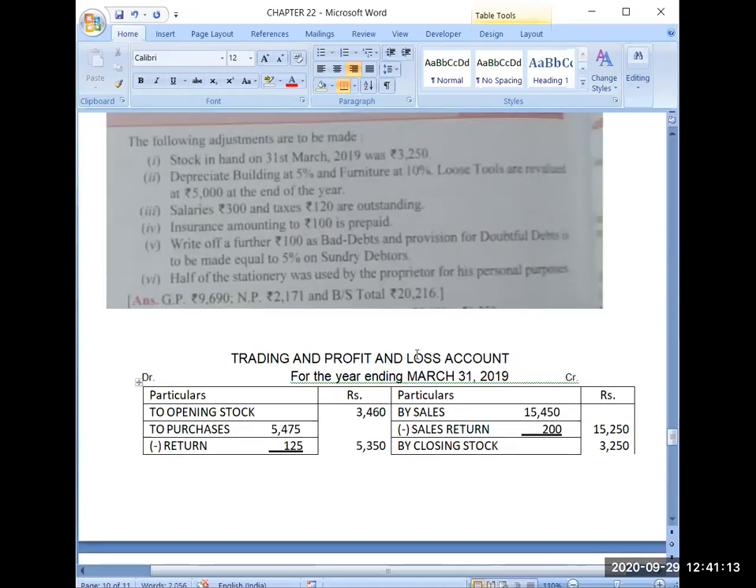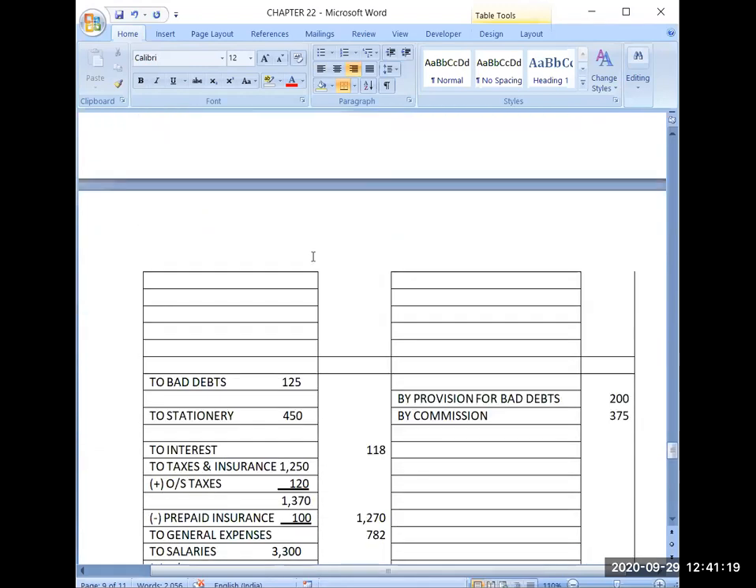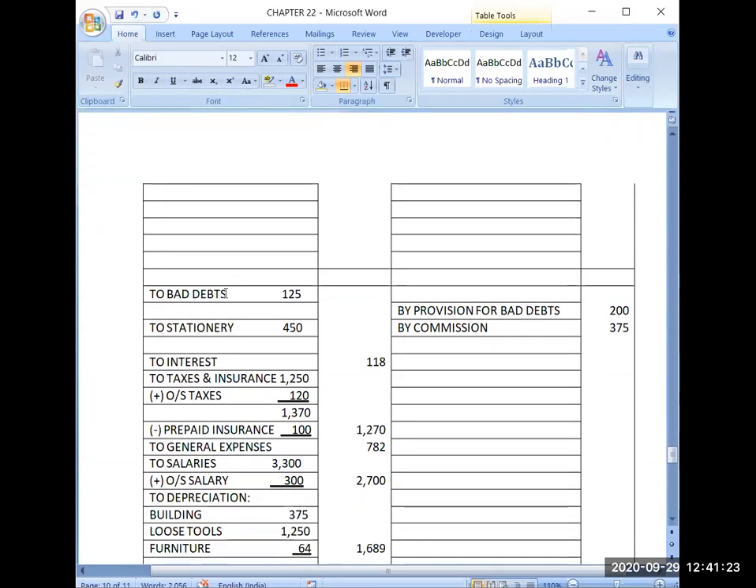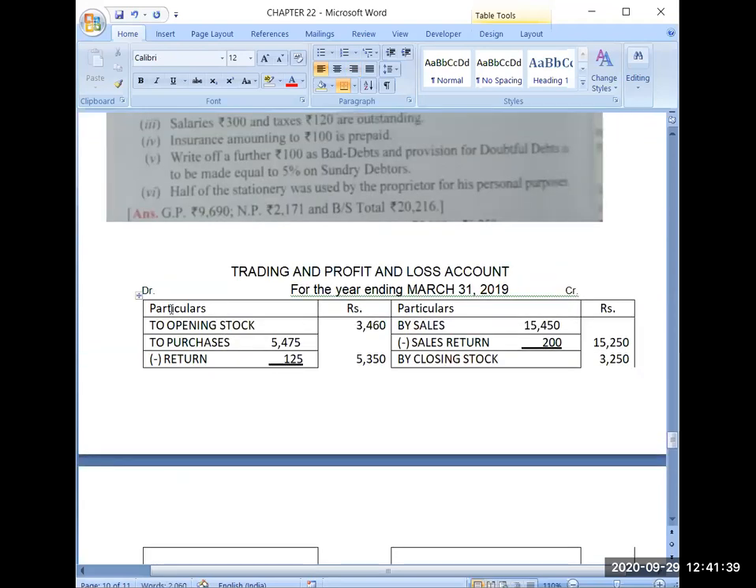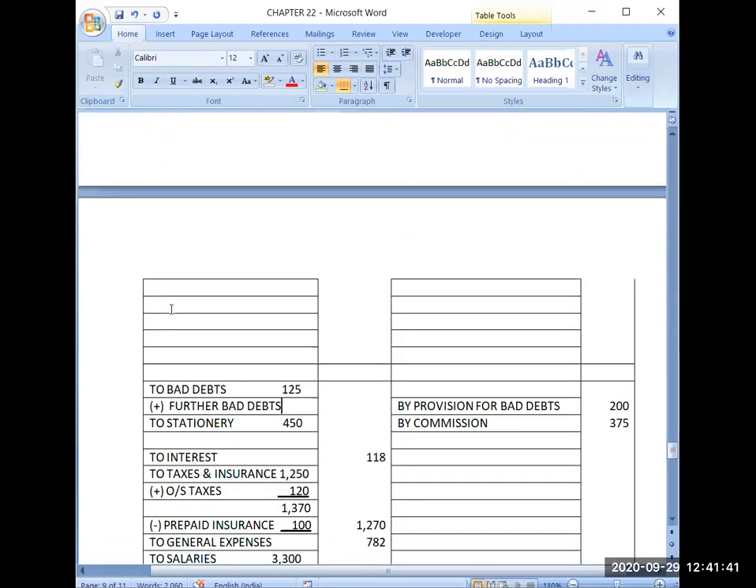Okay, now next adjustment is write off further bad debts 100. So write off further bad debts means that I will be doing the journal entry bad debts account debit to debtors account. And when I will be debiting the bad debts account, it will increase my bad debts. I will mention here further bad debts. And the amount is how much? 100. Yes. So 100 I will be adding here first.